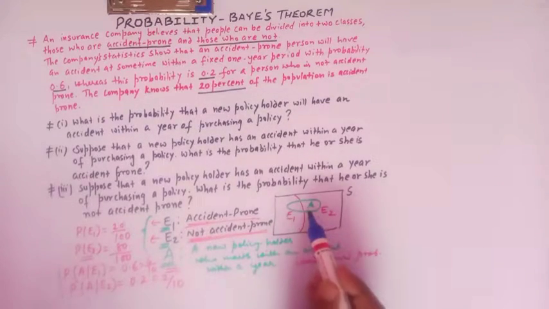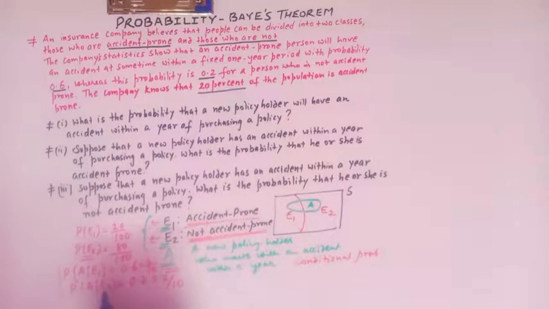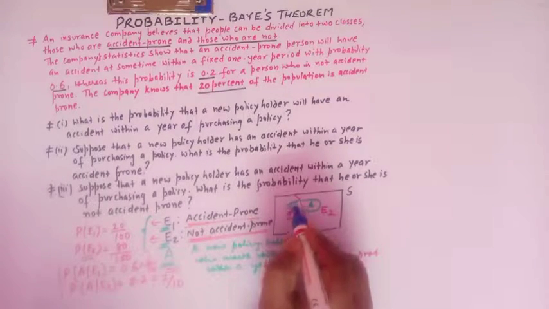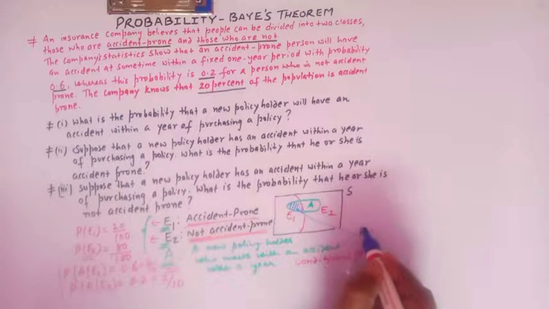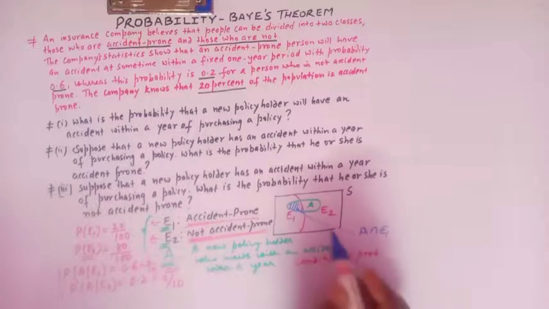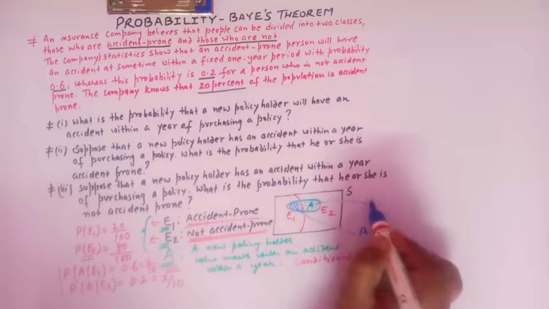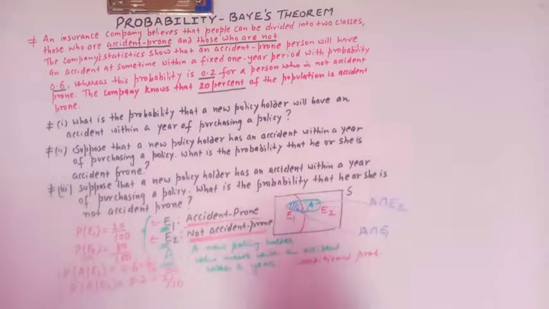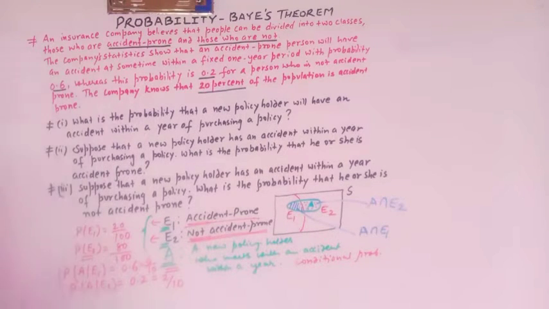Now viewers, we have said that this event A is associated with both these events E1 and E2. So this portion represents A intersection E1, and this portion represents A intersection E2. So we have analyzed all the data which is given over here. Now let us come to these three problems one by one.